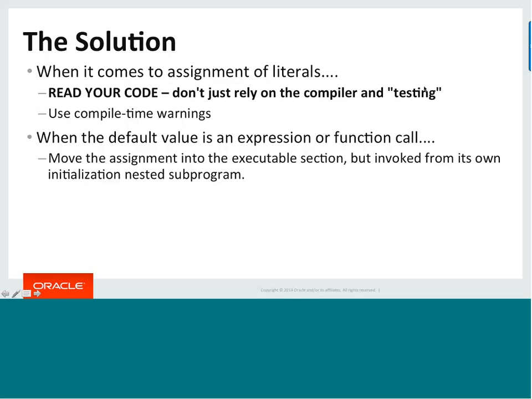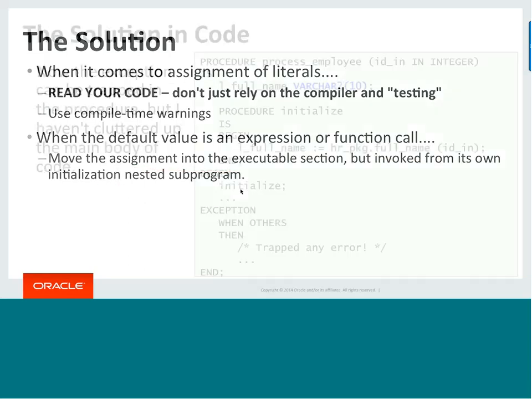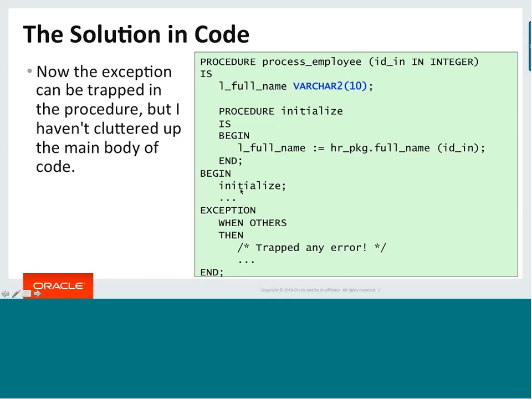So what do we need to do there? Well, in general, I would suggest that when your default value is an expression or a function call, in other words, if it's something that's not a literal that you can look at and say, that's going to work or not work, then move the assignment into the executable section and invoke it from its own initialization nested subprogram. Here's the idea. So now I've got a declaration of my full name variable, and I've hard-coded it to VARCHAR2(10), which is a problem all by itself that I'm not really addressing in my little session today. But notice I don't assign a value to it in the declaration section. Instead, in my executable section, I call my initialize procedure.